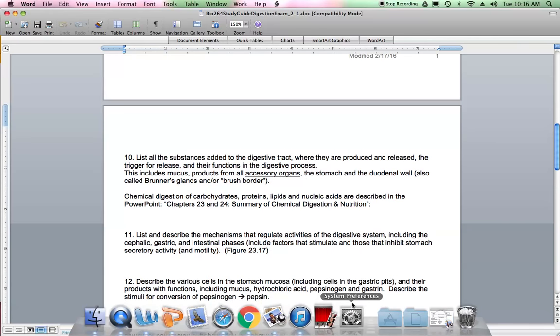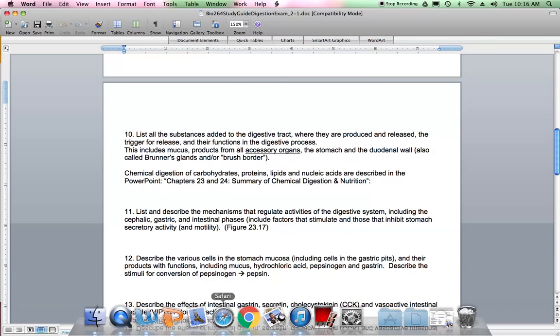Okay, number 11. This is figure 23.17, which I highlighted during the lecture. It's the big figure that has the cephalic, gastric, and intestinal phases illustrated. On the left-hand side are factors that stimulate, and on the right, the factors that inhibit. So understand what's going on with that figure. I explained that during lecture, so I'm not going to go over it right now. If you have any specific questions about that, please let me know.